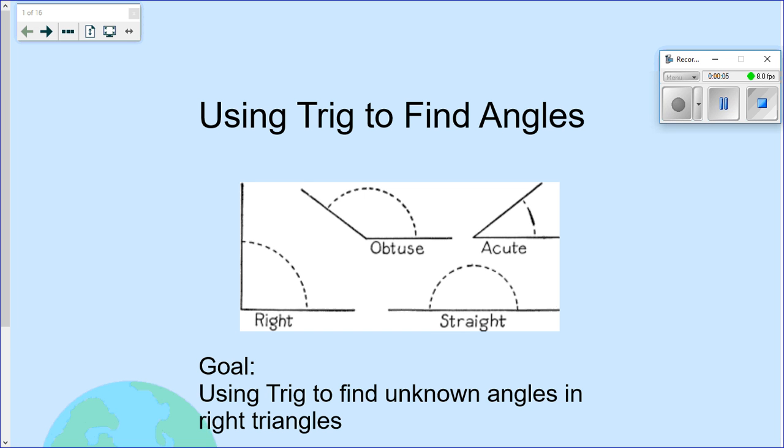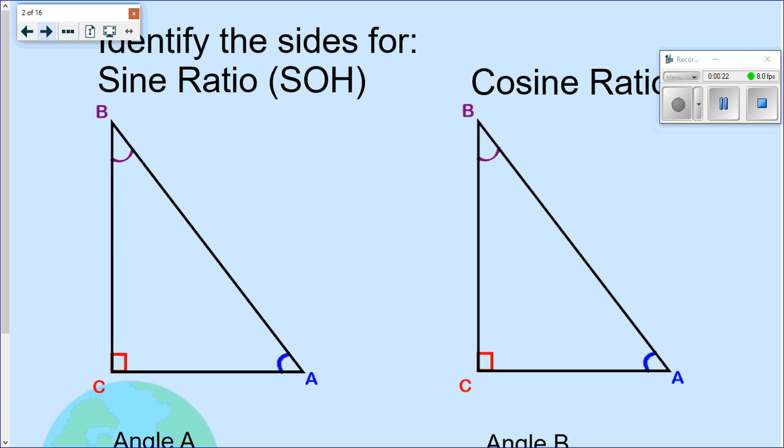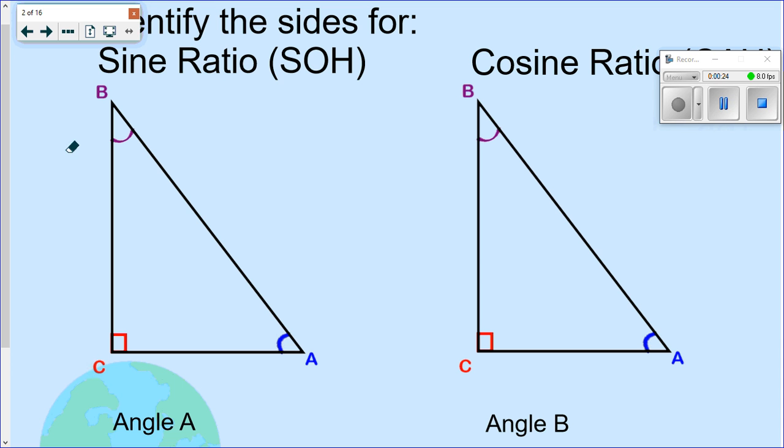We're continuing looking at how to use trig to find stuff. Yesterday we were looking at how to find missing lengths, given a length and an angle. Today we're going to look at if we have two lengths, how can we use that to find an angle? So we're going to quickly review the different trig ratios.